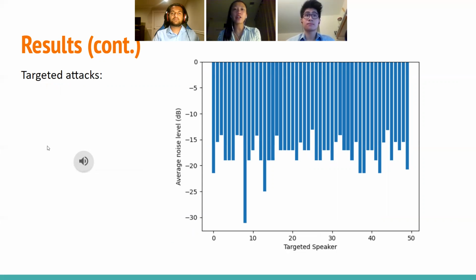So the graph we generated shows the average noise injected into a sample when trying to imitate the corresponding speaker. For this graph specifically, we chose a sample size of 50 speakers. The average noise level for these 50 speakers was about negative 21.6 decibels, which, if compared to our untargeted attacks, roughly correlates to an epsilon value of 0.0316, which was easily heard by the human ear according to our survey results.